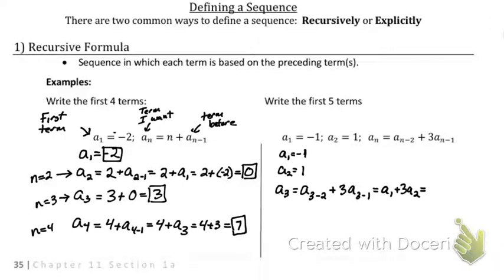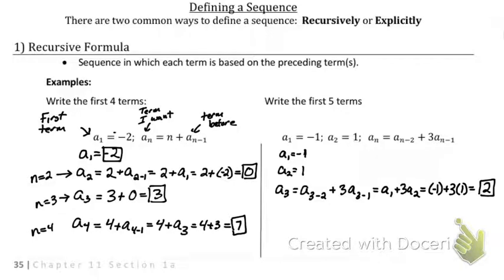My a sub 1 equals a negative 1 plus 3 times my a sub 2, which is a positive 1. So we'll have negative 1 plus 3 would equal 2. All right, that works out. Plugging in this 3 for all of my n's, that works out fine. I get my answer. Let's do the alternate version.